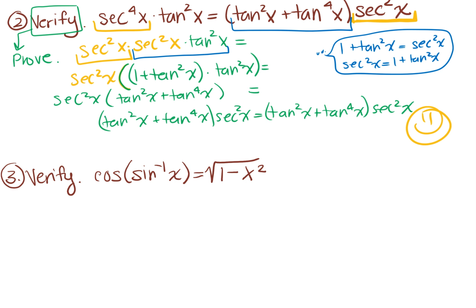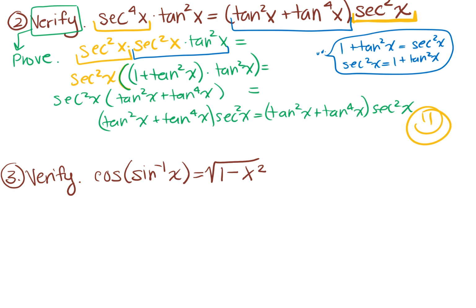Great, so problem number 3 is a little bit different, but it's still a verify, so we're still trying to prove this. But we are going to do it a little bit differently because we have an inverse in here. So we know that an inverse represents an angle, right? So this inverse sine of x represents some angle. And then I'm taking the cosine of that angle. So I don't have a way to find out what that angle is, but I can draw a triangle in a diagram to manipulate my way through this problem.